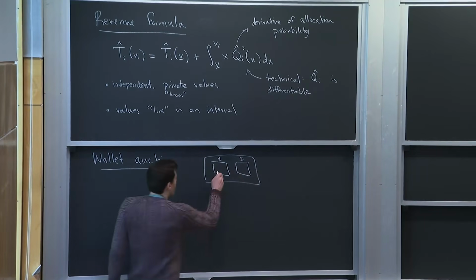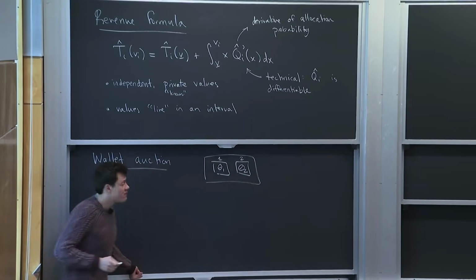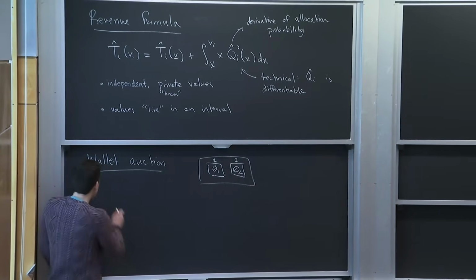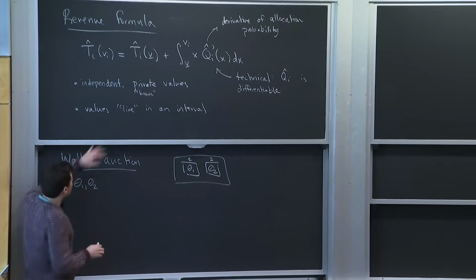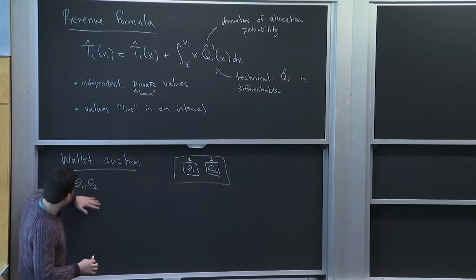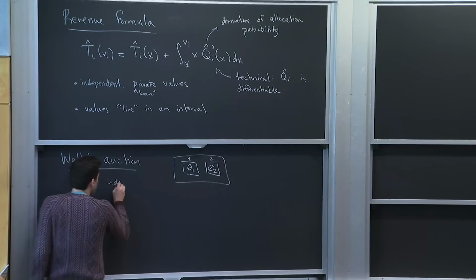So maybe we'll call the amount in my wallet theta 1 and the amount in the other person's wallet theta 2. And just to make it simple, and to clarify exactly which assumption we're relaxing, let's say theta 1 and theta 2 are independent and uniform.